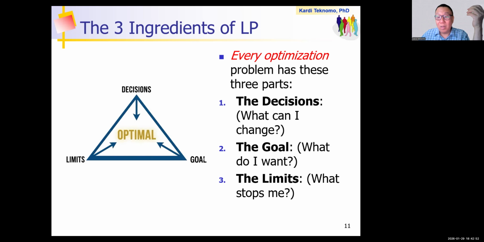What's the second? The goal. The goal: what do I want? What does success look like? Is it more money? Is it less CO2? What is your objective? And the third ingredient is the limit. You never have infinite money, right? You never have infinite land. So these are your constraints. What stops you from reaching your goal? Can you remember? The decision, the goal, and the limit.